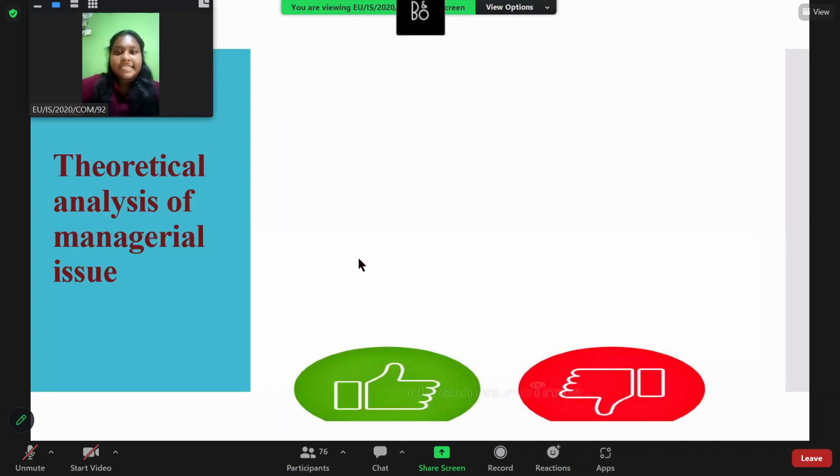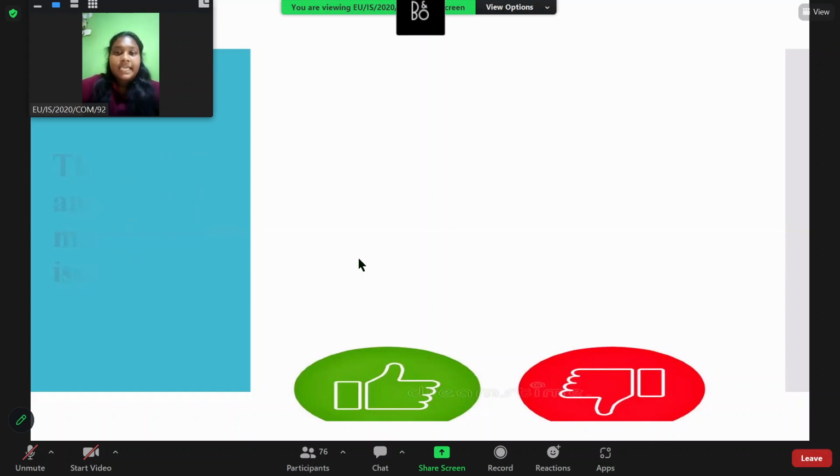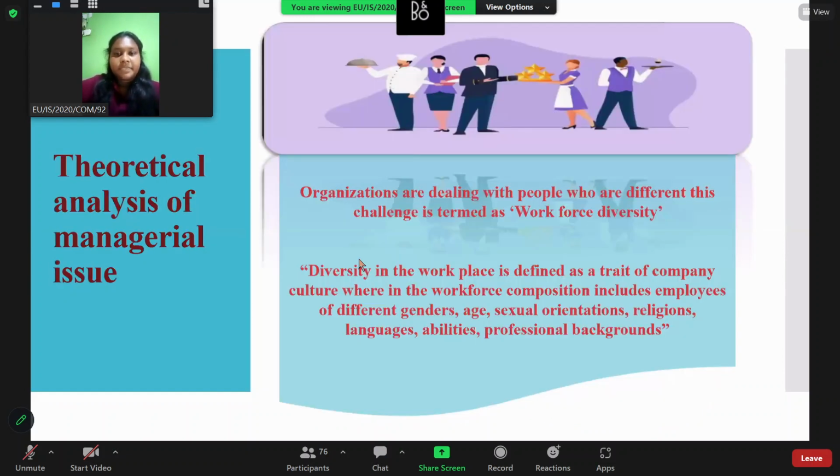I'm continuing the theoretical analysis. To manage a diversified workforce is a big challenge for any organization. Each individual is different from each other because of their different religion, educational background, age, and perception. When different types of people, in terms of thinking, perception, and generation, come together to work at the same place, then definitely a situation may come where all these different types of people may not agree at the same point.